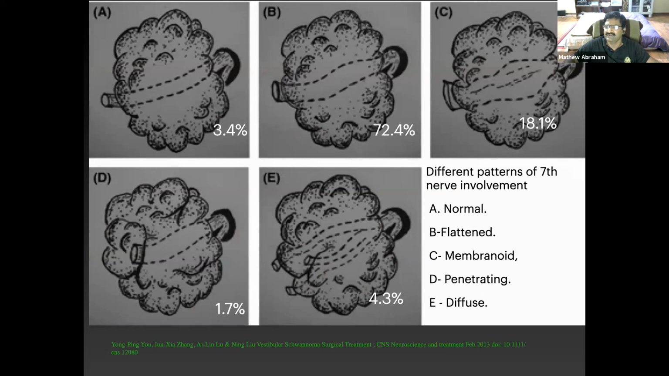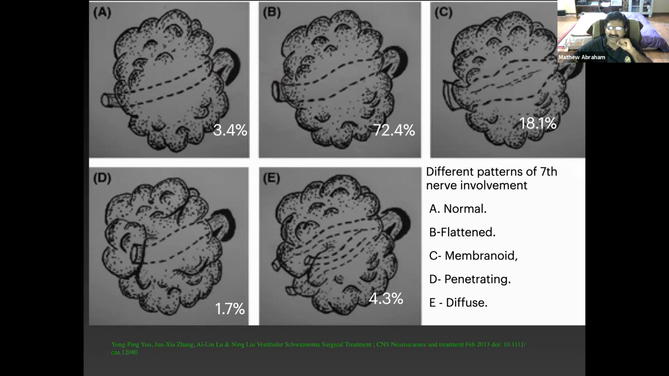This is particularly important. It's actually impossible to dissect a membranous seventh nerve safely. So in these sorts of cases, the tumor should be decompressed to the very minimum, and then the membranous nerve converts itself into a flattened nerve, and then perhaps you can dissect it better.